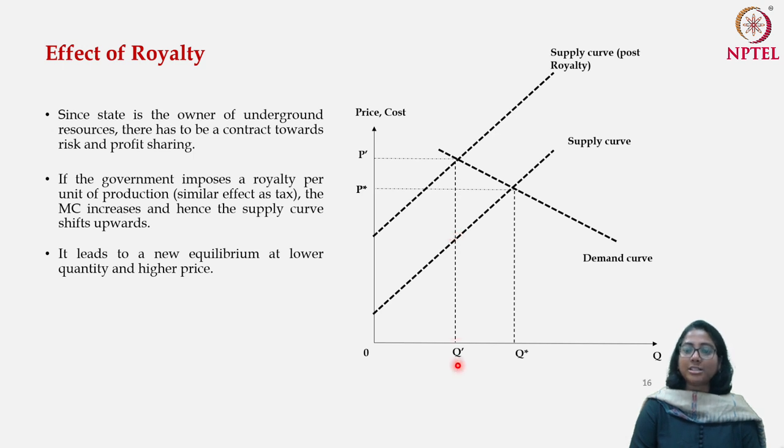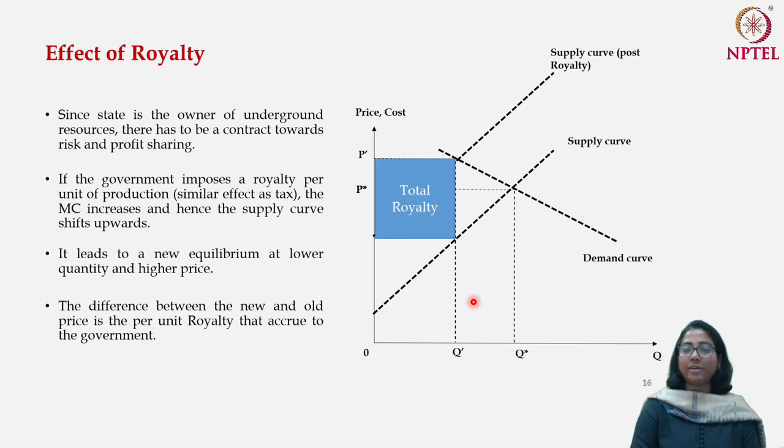So if your production is Q prime, then the total money that is going to the government in the form of royalty is represented by this blue box. This is the distance between the new supply curve and the old supply curve multiplied by the new quantity that the supplier is supplying in the market at equilibrium. So this is how the government can take a royalty, or take a part of the profit, or take a part of the producer surplus to the government account.